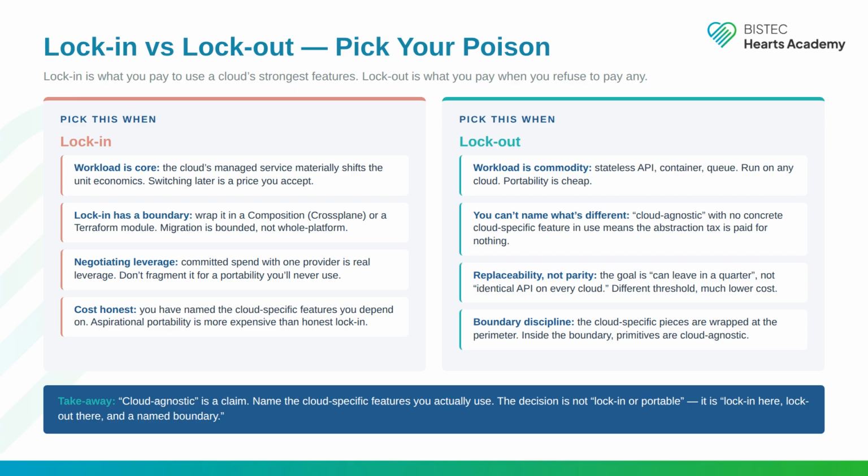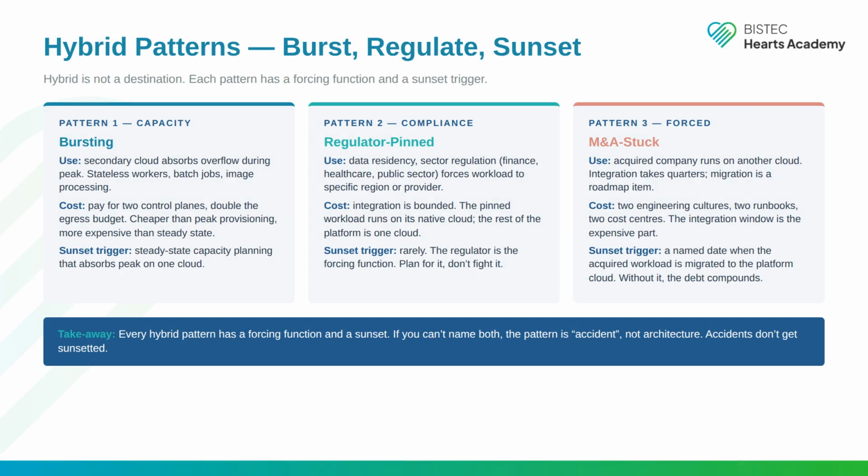The takeaway. Cloud agnostic is a claim. Name the cloud-specific features you actually use. The decision is not lock-in or portable. The decision is lock-in here, lockout there, and a named boundary in between. Hybrid is not a destination. Each pattern has a forcing function and a sunset trigger. If you cannot name both, the pattern is accident, not architecture.